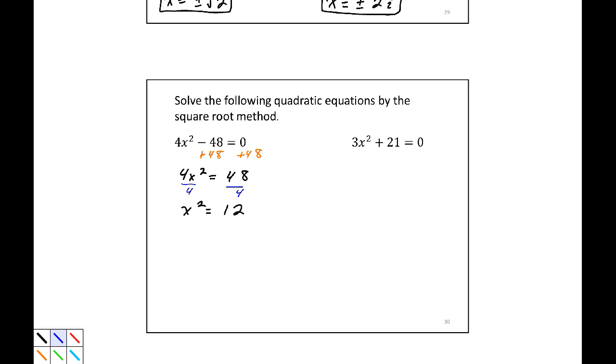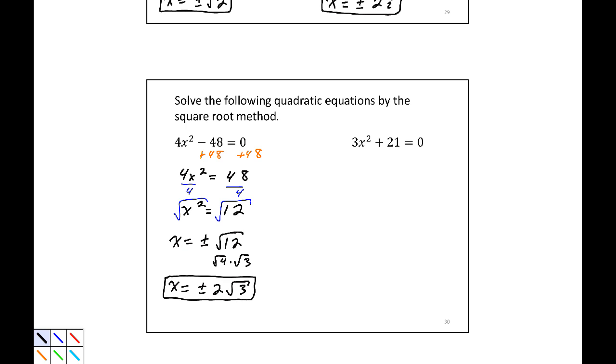Now, taking the square root of both sides, we see that x equals plus or minus the square root of 12. Well, 12 is 4 times 3, if you recall. So that our answer is x equals plus or minus 2 root 3. Our prerequisite knowledge is going to come in very useful throughout this chapter. So x equals plus or minus 2 root 3.